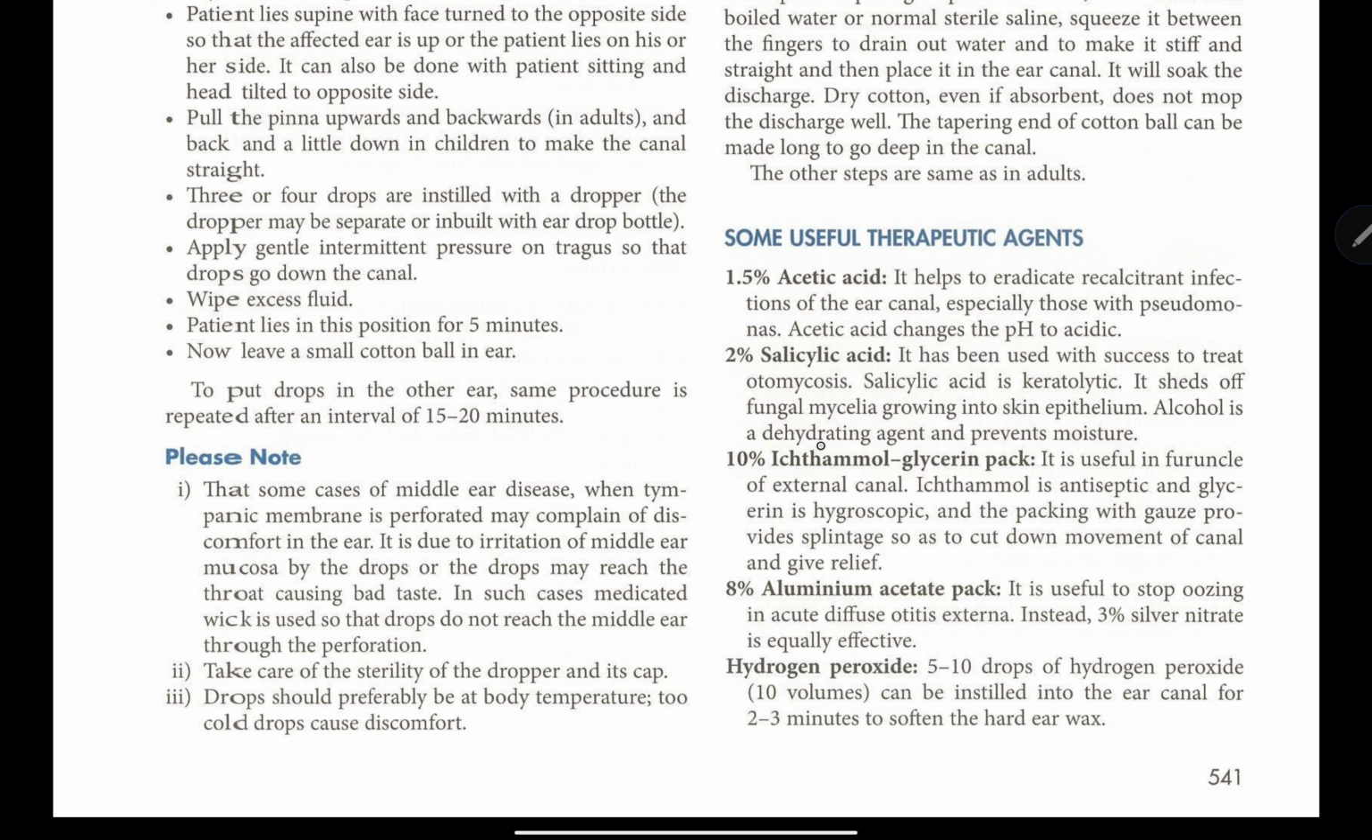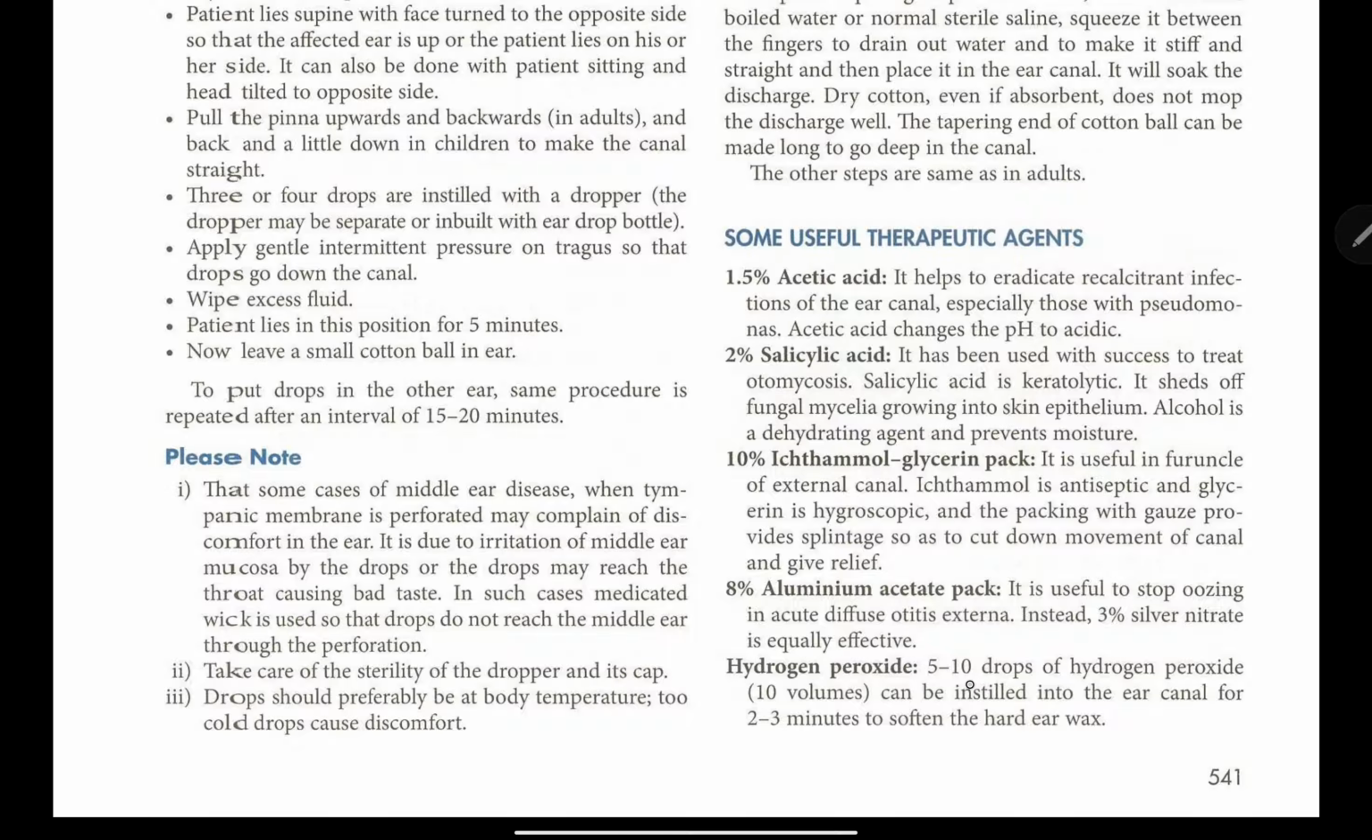Alcohol is a dehydrating agent and prevents moisture. 10% ichthammol glycerin pack. It is useful in furuncle of external canal. Ichthammol is an antiseptic and glycerin is hygroscopic, and the pack with gauze provides splintage so as to cut down movement of canal and give relief. 8% aluminum acetate pack. It is useful to stop oozing in acute diffuse otitis externa. Instead, 3% silver nitrate is equally effective.